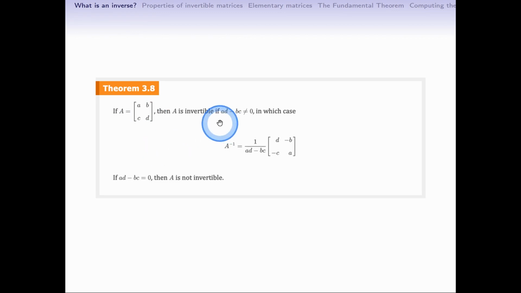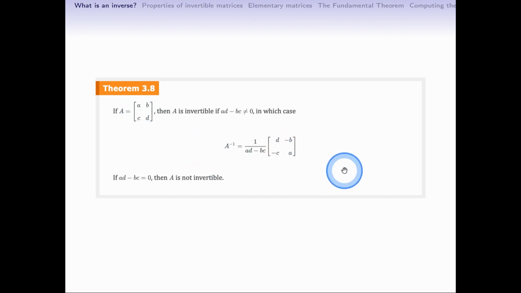Now, hopefully this difference of products looks familiar to you. This is the determinant of this 2 by 2 matrix. We take ad minus bc. If that determinant is not equal to 0, then this matrix A is invertible, and its inverse takes this form. We have 1 over that determinant times this matrix here, and we can think of this matrix as being easily derived from the original matrix by simply swapping the elements on the main diagonal, so a and d exchange positions, and these off-diagonal entries have their signs changed. So we swap the elements on the main diagonal and change the signs of the elements on the off-diagonal.